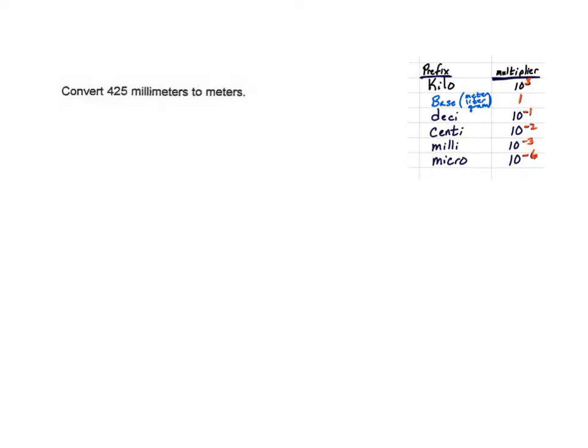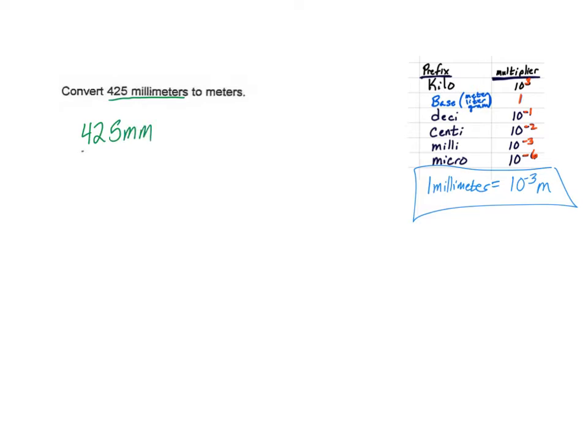So first I'm going to write our conversion using milli and meters. Looking at our chart on the right, we're going to see that milli means 10 to the negative third, and so we can write 1 millimeter equals 10 to the minus 3 meters. We can turn that into a conversion factor as needed. And back to the specific question. So in our question, it tells us that we have 425 millimeters. So we're going to start with that, and we're going to put the 425 mm on the top of a fraction. We'll put 425 mm divided by 1.